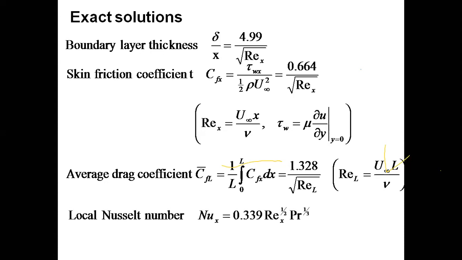Then comes the Nusselt number. The Nusselt number is known as the dimensionless heat transfer coefficient. This is also related to the Reynolds number and the Prandtl number. The Prandtl number, as you said, is a fluid property.